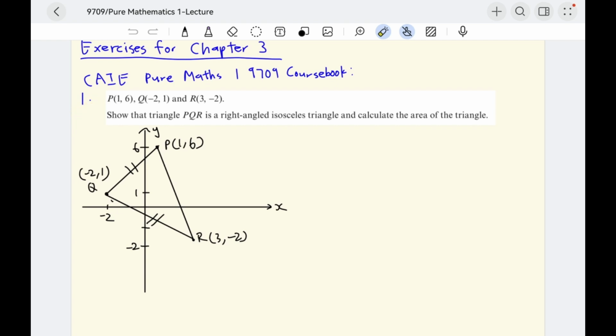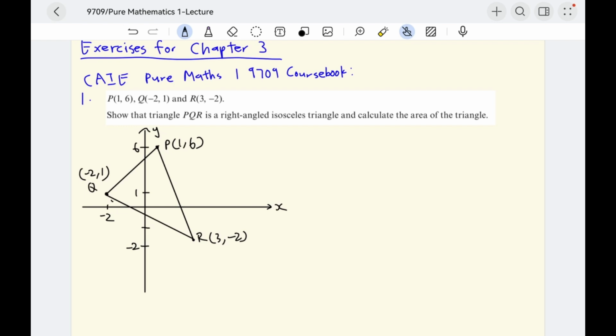Given that there are three coordinates, which are P(1, 6), Q(-2, 1), and R(3, -2), show that triangle PQR is a right-angled isosceles triangle and calculate the area of the triangle. Okay, sorry about that. For this question, you need to draw a diagram to make it easier to visualize, and provide your workings here. This diagram on the left I have drawn earlier. You can draw it by yourself if you want.